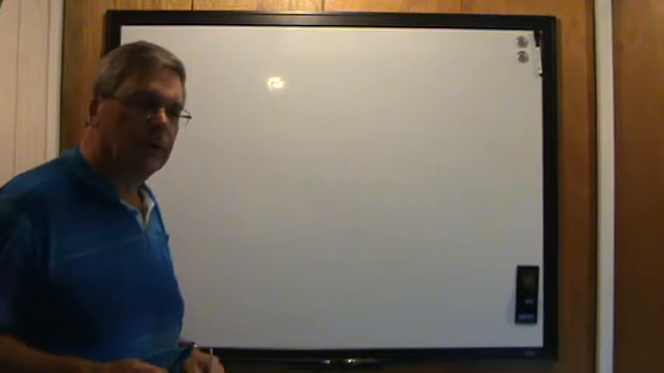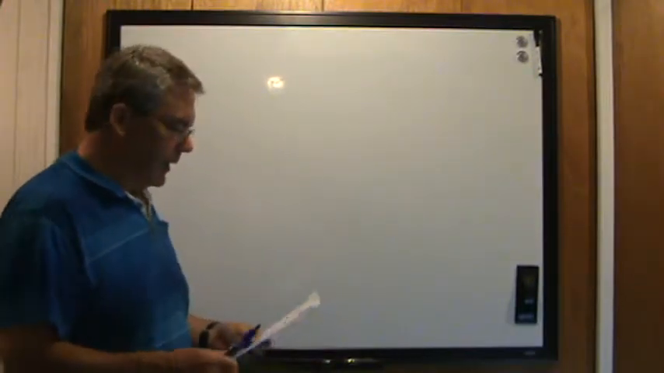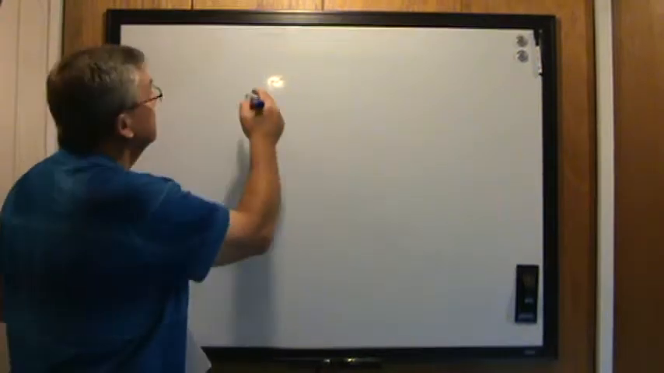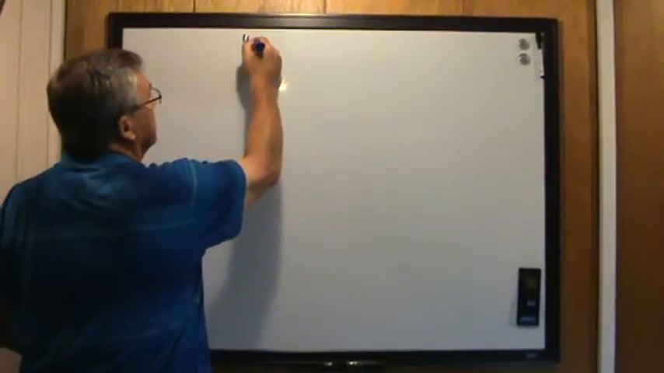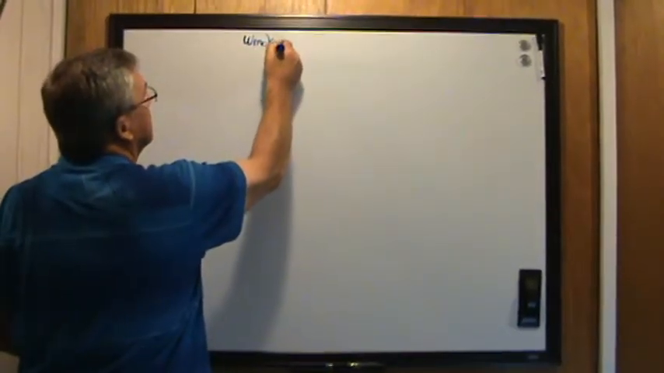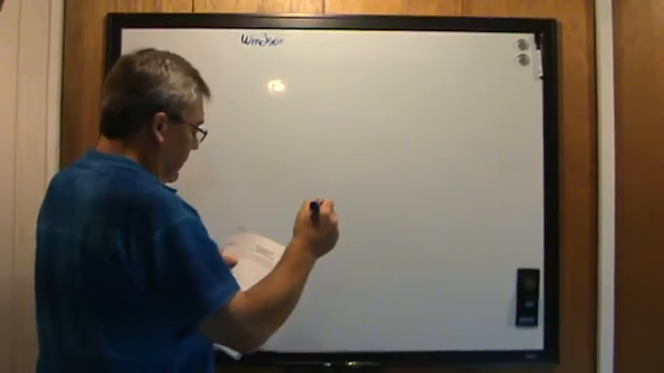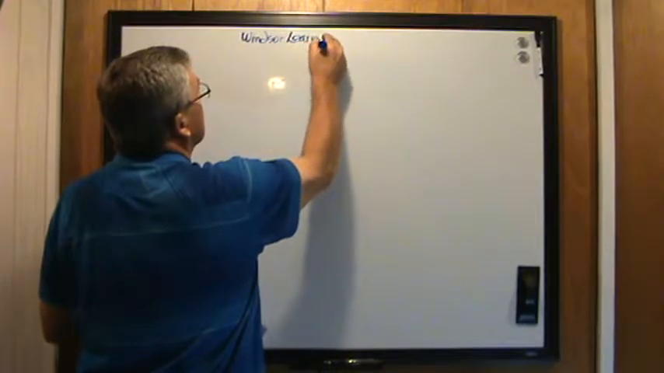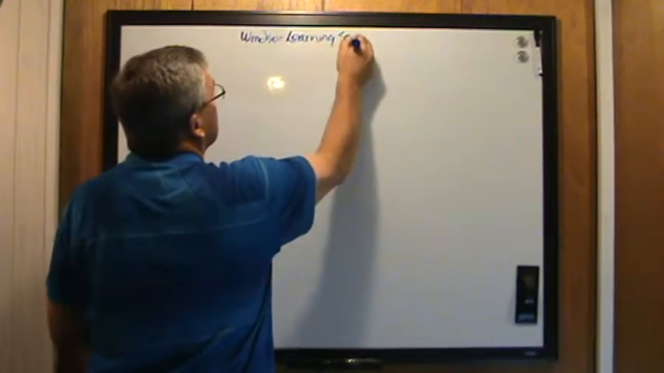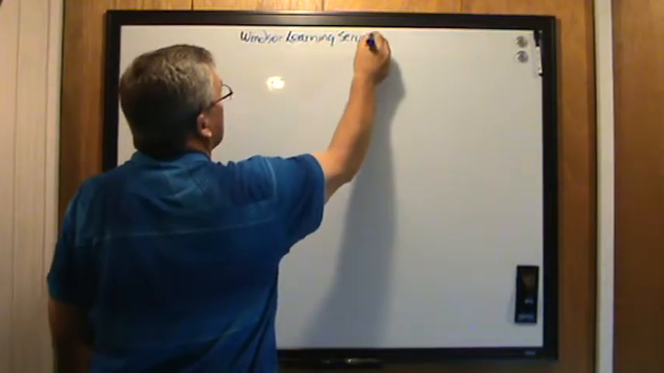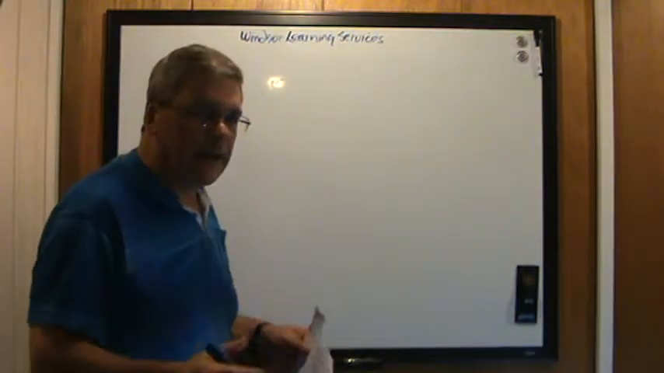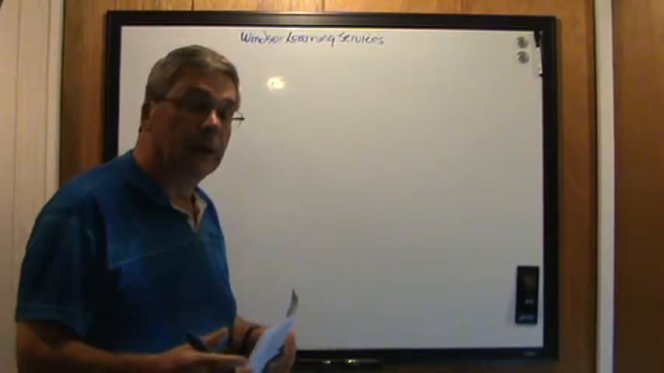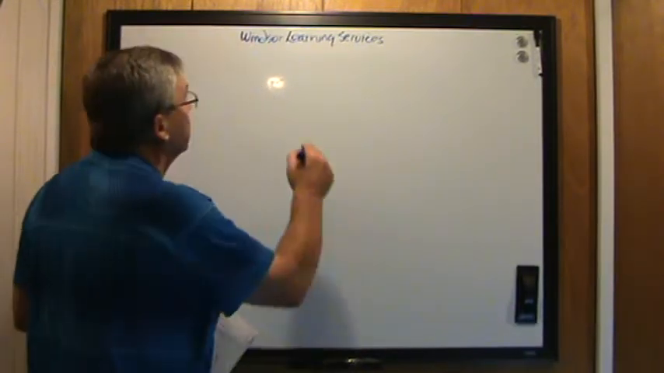So get used to the formal aspects of that. The income statement, the first line is the name of the company, Windsor Learning Services. Second is the name of the statement, the financial statement you're actually preparing, which in this case is the income statement.